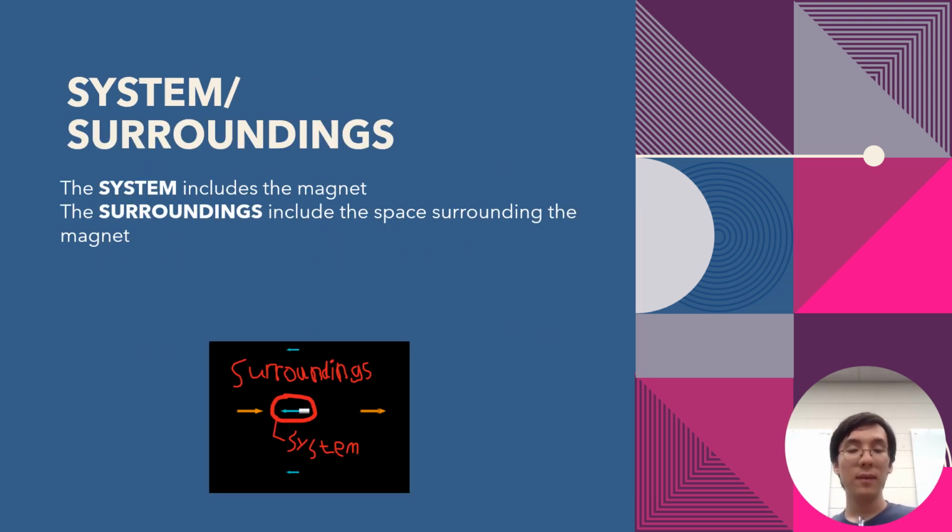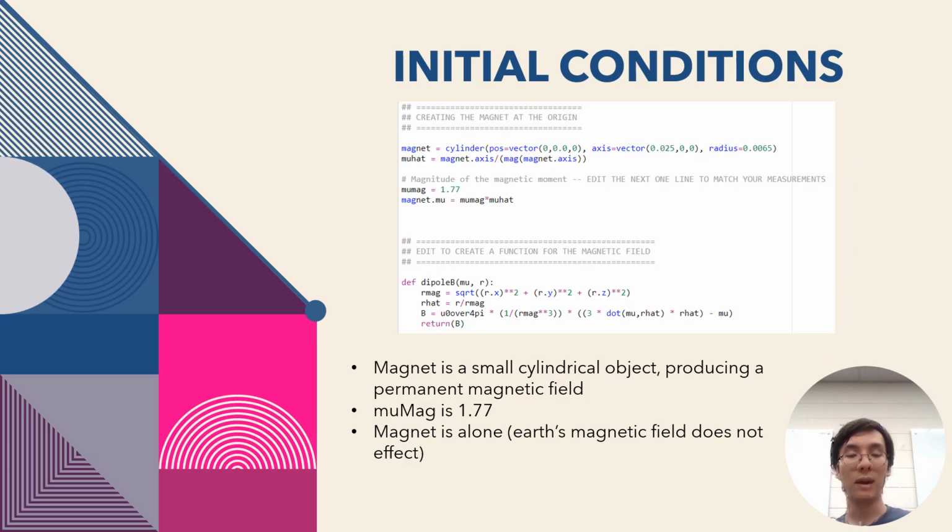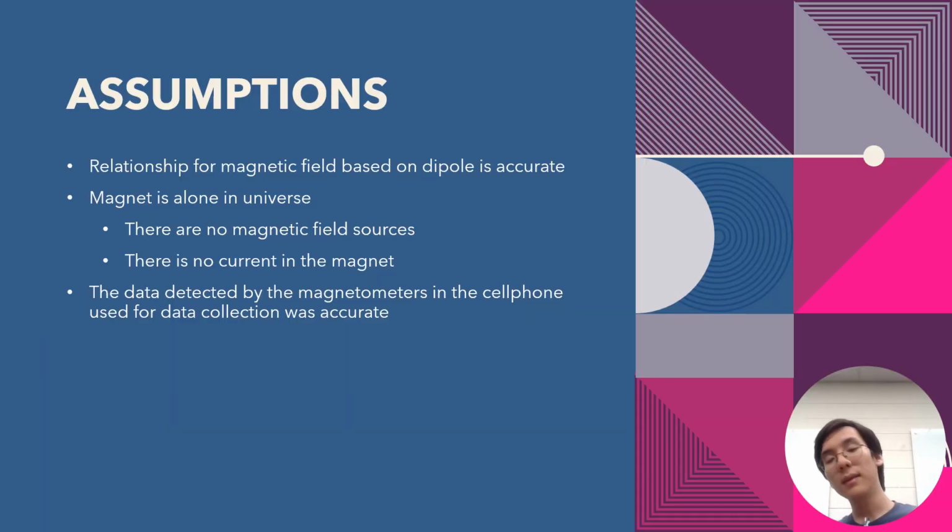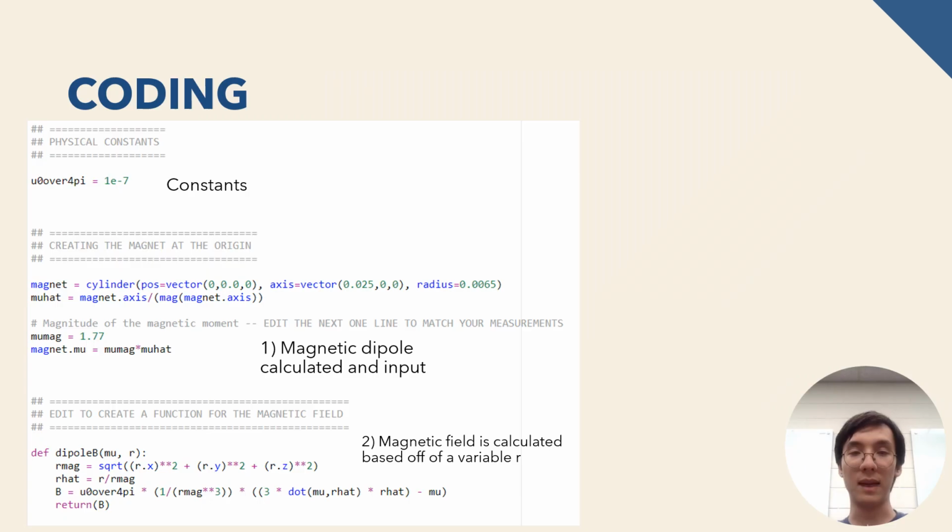For this code, the system includes just the magnet, and the surroundings include the space surrounding the magnet and the rest of the universe. The initial conditions are that we simply have a magnet, which is a small cylindrical object in the code, producing a permanent magnetic field, where the dipole moment is 1.77 and the magnet is alone. The assumptions are that the relationship for magnetic field based on dipole is accurate for this situation, and the magnet is alone in the universe with no other magnetic field sources or current in the magnet. The data is detected by the magnetometers in the cell phone, and it was assumed to be accurate.